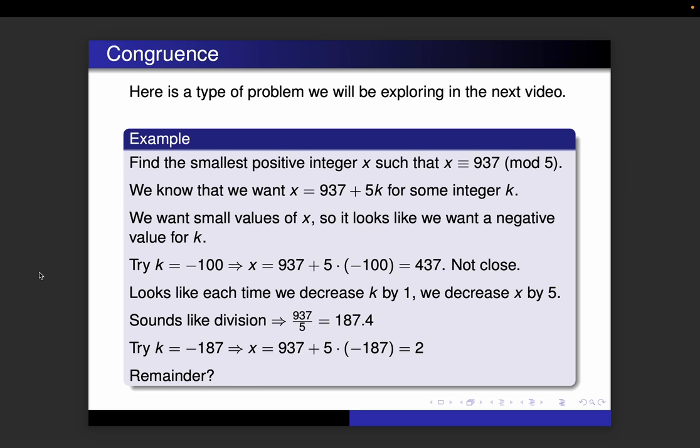And if you're paying attention to this whole division thing that we've been doing, 2 is actually the remainder that we get when we divide 937 by 5. So it appears that there is some connection between congruence, division, and remainders, which we will explore in the next set of activities.